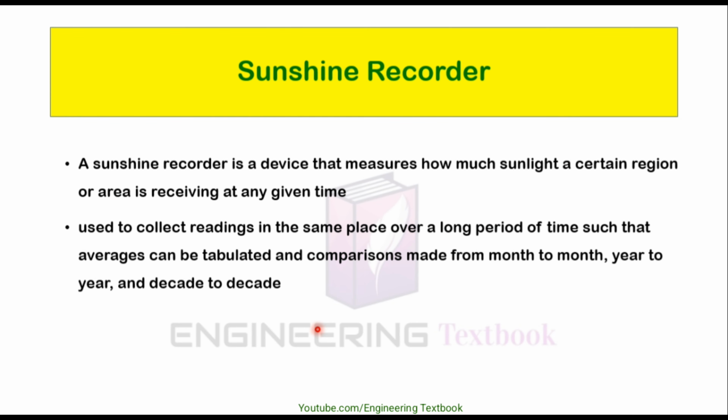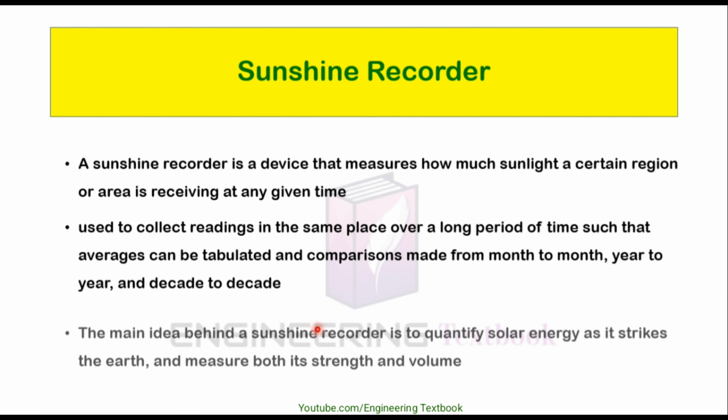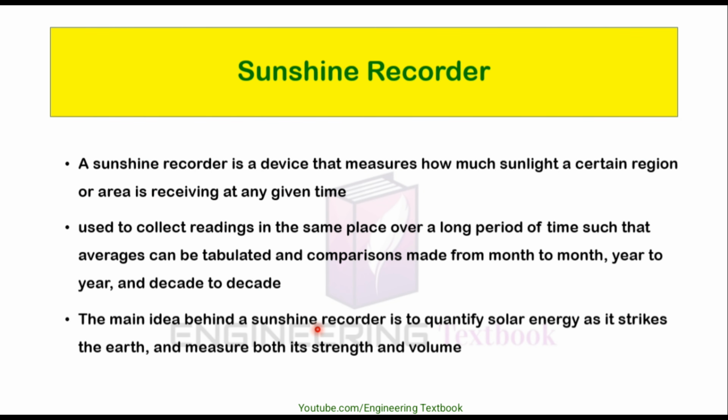It is used to collect readings in the same place over a long period of time, such that averages can be tabulated and comparisons made from month to month, year to year, and decade to decade. Most of these sort of devices are more or less accurate. The main idea behind the sunshine recorder is to quantify solar energy as it strikes the earth and measure both its strength as well as volume.